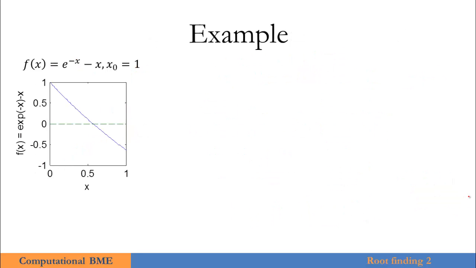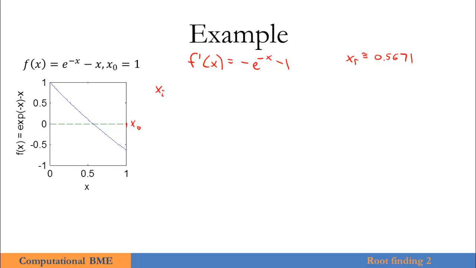Let's now look at how to apply the Newton-Raphson method to a simple example. We're going to be finding the root of the function f of x equals e to the minus x, using an initial estimate of the root at 1. So there's our x0 right there. We're first going to need to calculate the derivative of f, and we also need to know the true root so that we can compute our errors.